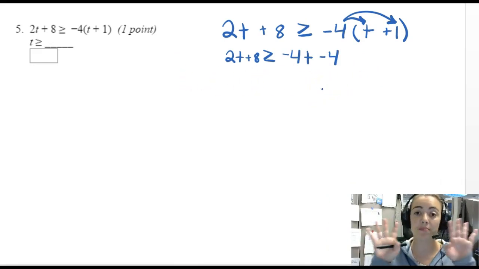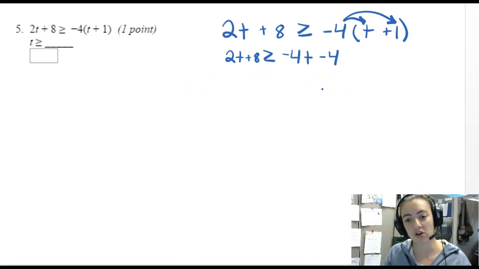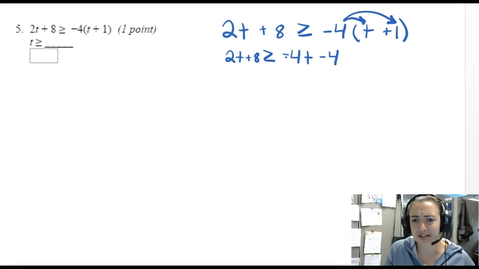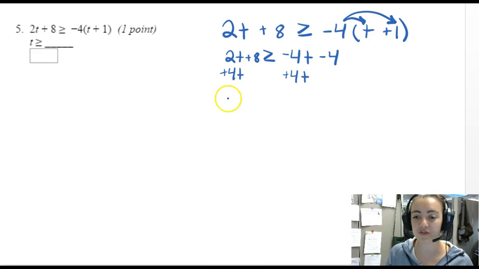Since I have variables on both sides of the inequality, I want to make sure they all go on one side. It doesn't matter which side. I usually put the variable to the left. That's just my default. You can do it the other way. So the inverse of -4t is adding 4t. When you do that, you have 2t plus 4t, which is 6t, still plus 8, greater than or equal to, and now we have -4.